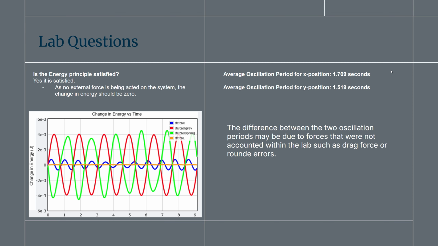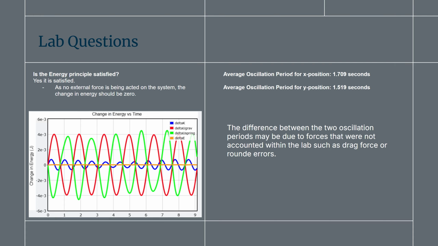Now, lab questions. Is the energy principle satisfied? Yes, it is satisfied as no external force is being acted on the system. The change in energy should be 0, which we could see on the graph where the orange line shows that delta E, or total energy change, is equal to 0 as everything else evens out. As there's no external force being acted on the system, the change in energy is still 0.